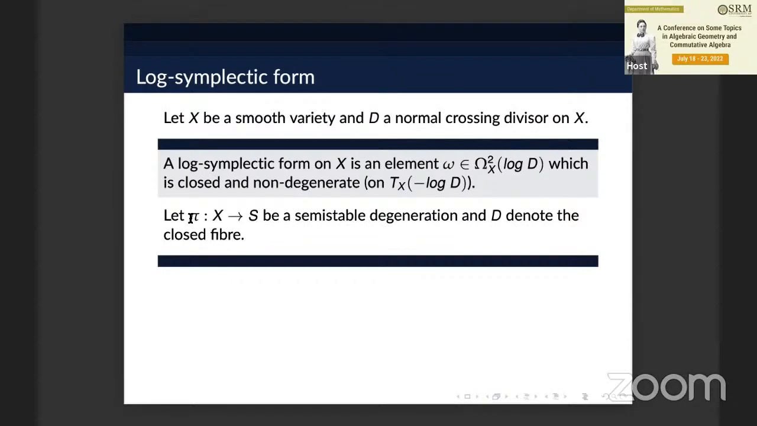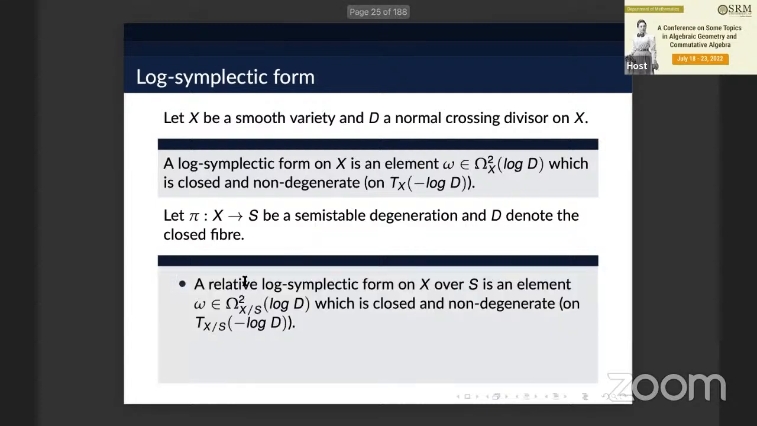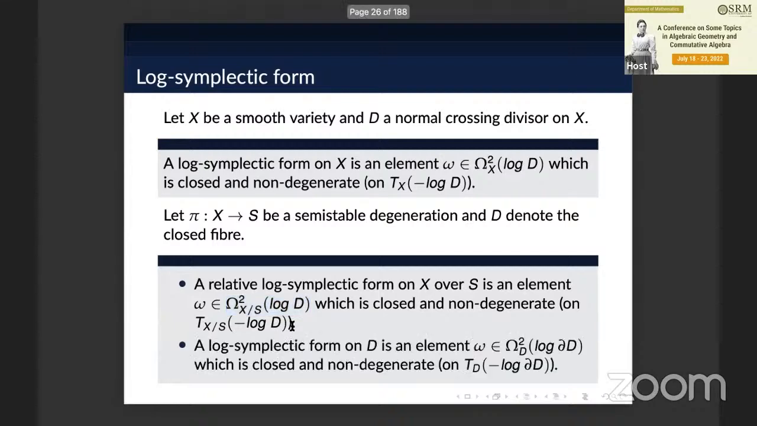Okay, so given a semi-stable degeneration where D is the closed fiber, one can define a relative log symplectic form on X over S to be an element of the second exterior power of the relative log cotangent bundle, which is closed and non-degenerate on the relative log tangent bundle, which is its dual. A log symplectic form on the normal crossing divisor, which is the special fiber, is an element of the second exterior power of this restriction bundle, which is closed and non-degenerate on the log tangent bundle of the divisor.